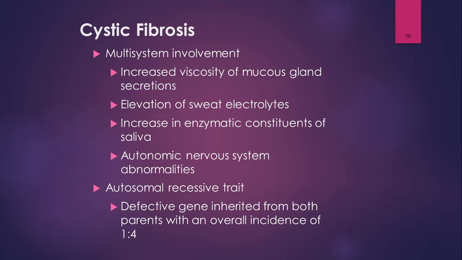Cystic fibrosis has a multi-system involvement. There is increased viscosity of mucus gland secretions, an elevation of sweat electrolytes, an increase in enzymatic constituents of saliva, and also autonomic nervous system abnormalities. Cystic fibrosis is inherited as an autosomal recessive trait. The affected child inherits the defective gene from both parents. If both parents carry the gene, there is an overall risk of 1 in 4.